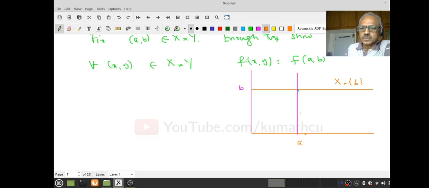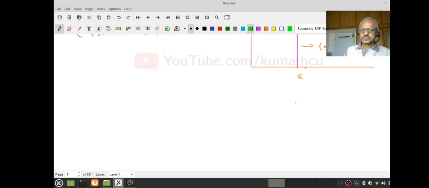Okay, so what is this object? This is X cross Y, as we drew earlier. Now let's look at any arbitrary point (x, y) in X cross Y. Therefore it may be like this. Are you following? I should have drawn a better picture, but let's not worry about it.